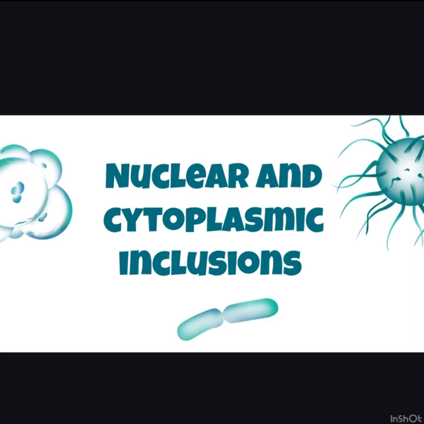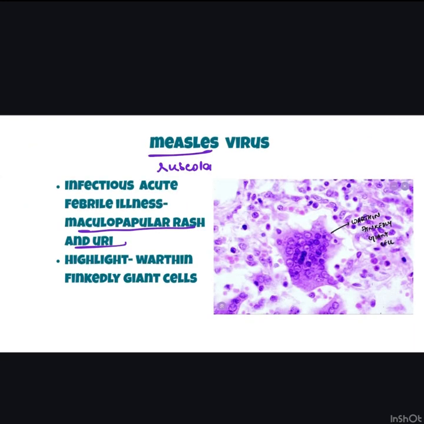We now move on to the nuclear and cytoplasmic inclusions. So first we will discuss measles disease caused by the measles virus. Measles disease is also called rubeola. It is an infectious acute febrile illness which very characteristically causes maculopapular rash and upper respiratory tract infection.